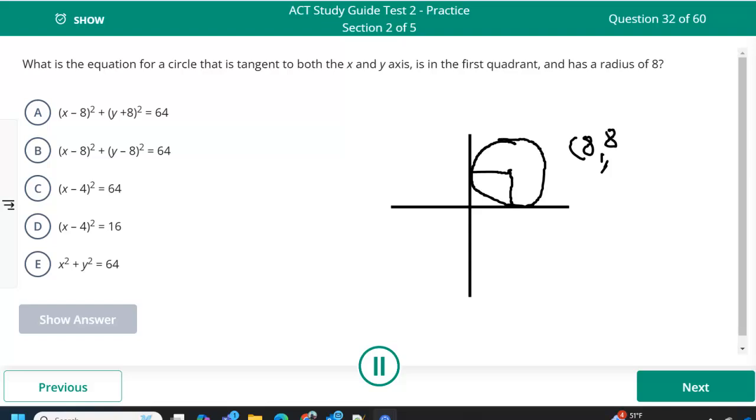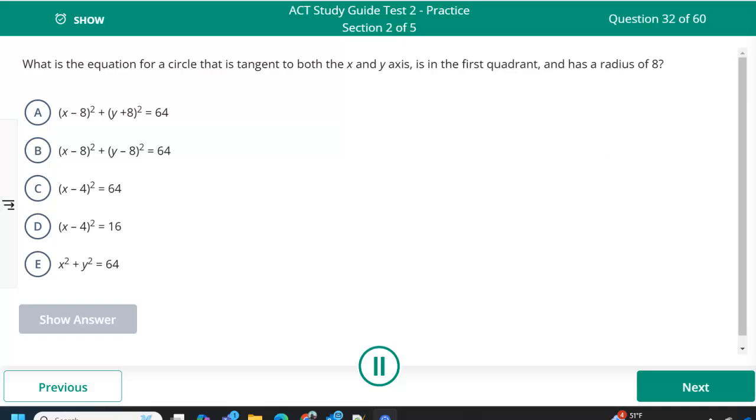The equation for a circle is x minus the x-coordinate of the center, that quantity squared, plus y minus the y-coordinate of the center, that quantity squared, equals the square of the radius. So that's what we have here. x minus 8 squared, plus y minus 8 squared, equals 8 squared, 64. So the answer is going to be B.